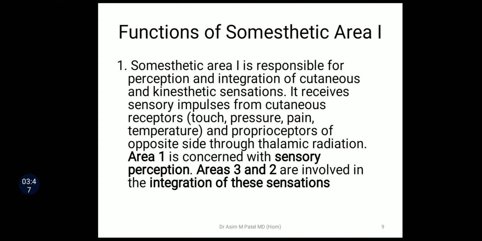The next thing is the functions of somesthetic area 1. The first function is that somesthetic area 1 is responsible for perception and integration of cutaneous and kinesthetic sensations. It receives sensory impulses from cutaneous receptors, that is touch, pressure, pain, temperature receptors, and proprioceptive receptors of opposite side through thalamic radiation. Area 1 is concerned with sensory perception, and area number 3 and 2 are involved in the integration of these sensations. So this area receives sensations.